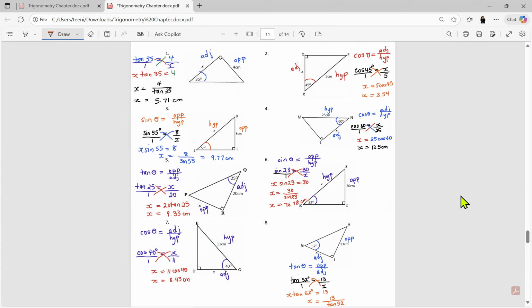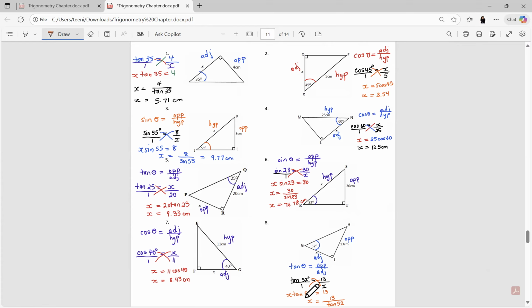All right, guys. Now, when the unknown side is in the numerator, well, that's way more straightforward because it'll just be the known side multiplied by the cos, tan, or sine of the angle. As in the case with number 2, where you have cos 45 is equal to x over 5. So cross multiplying, it'll be 1 times x, which gives me x, and 5 times cos of 45, which means that x is equal to 5 multiplied by cos of 45.